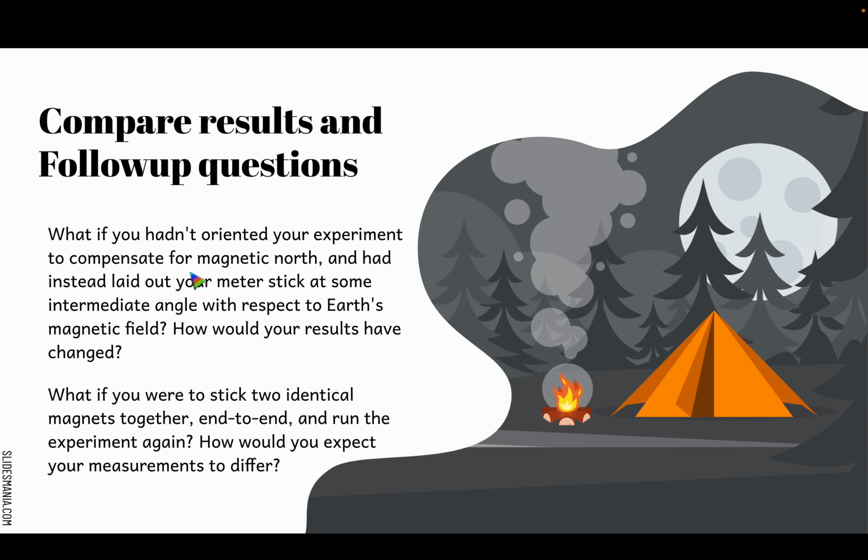And here are the follow-up questions. So if we hadn't oriented my experiment to compensate for the magnetic field of Earth, I would say the data I recorded would be much more different, and my result would change a lot, because in different axes there will be extra magnetic field from Earth.